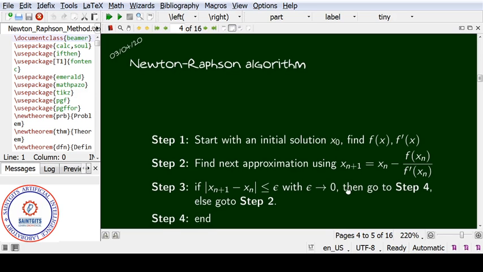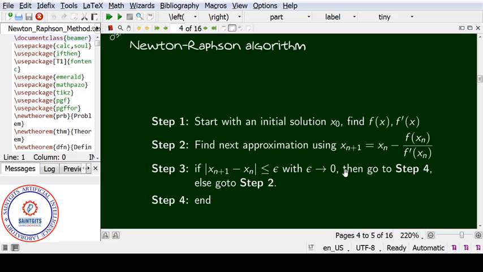To implement the Newton-Raphson method in a computer, we can develop an algorithm like this. Start with an initial solution x0, find f of x and f dash of x at this point x0. Find the next approximation using xn plus 1 is equal to xn minus f of xn by f dash of xn. If the difference between the successive approximations xn plus 1 and xn becomes very small, then we will stop. Otherwise go to this iterative step. That is the procedure. So mathematically we can do this problem using a tabulation approach, but in a computer we can use a for loop or while loop.